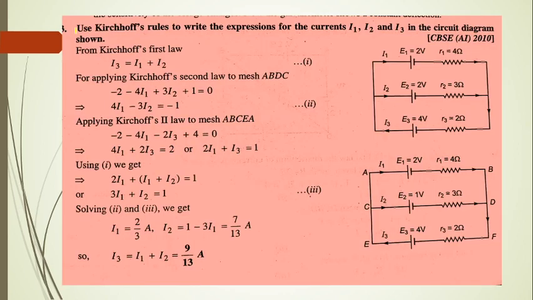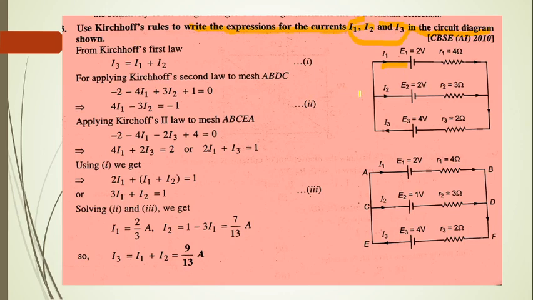Let us take one example, which was asked in the CBSE board in 2010. Use Kirchhoff's rule and write the expression for the currents I1, I2 and I3 in the circuit diagram shown. This is the diagram given. Write the expression for I1 and I2. Find the values of I1, I2 and I3 using Kirchhoff's rules.